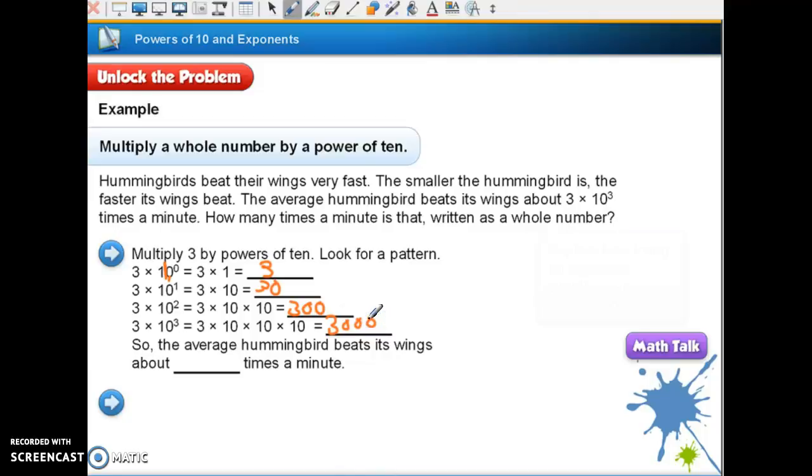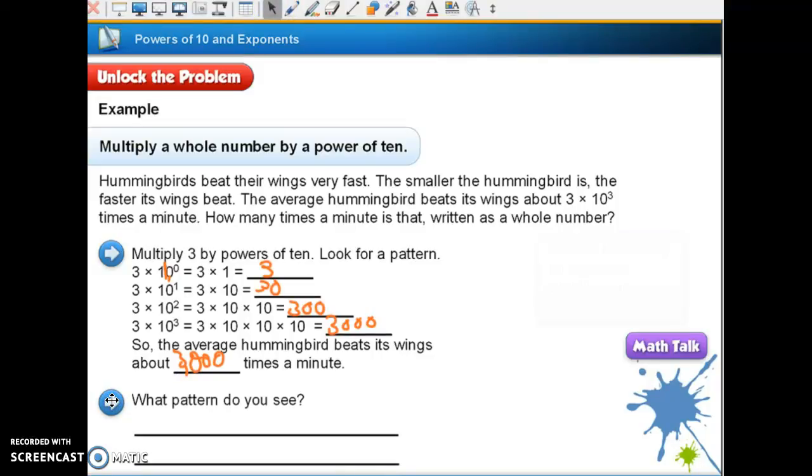So the average hummingbird beats its wings about how many times a minute? 3,000 times a minute. That is pretty fast. What pattern do you see? What do we see? Each time there's a new power of 10, the number of what? Zeros increases. The number of zeros written after the whole number is the same as the number in the exponent.